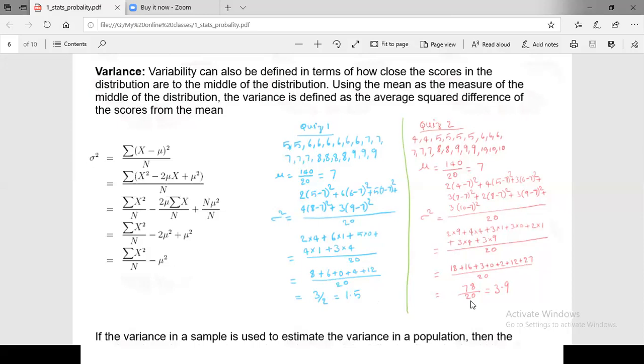Have all of you understood this? Through the graph also we got that a lot of spread is there in quiz 2. A lot of spread means it has the highest variance compared with the other data. Quiz 1 has less spread in the data, quiz 2 has higher spread in the data. That's why 3.9 is higher than quiz 1, and I can say quiz 2 has the higher variance.